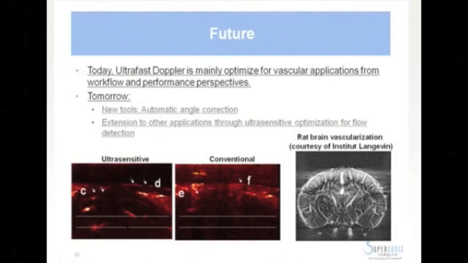And this is an image of a rat brain vascularization. So this is small like this. And you can see with a high-frequency probe all the vascularization of the brain with a very nice sensitivity and resolution. So this is research data that we plan to integrate in our future release.